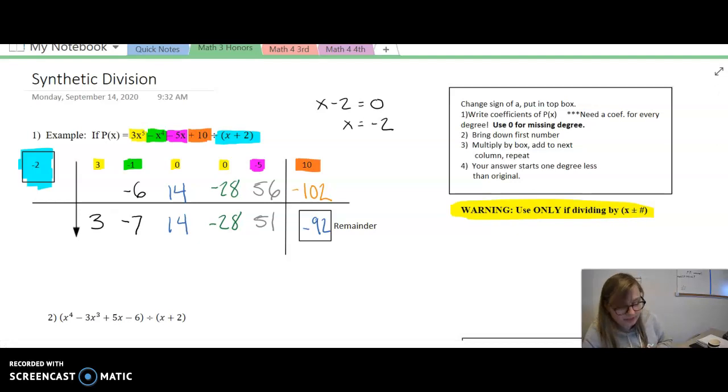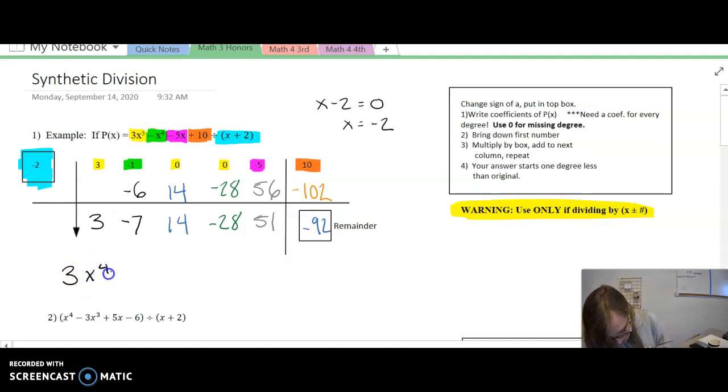But that's not it. This is not where we stop. Where we stop is where we're going to write our answer. And our answer is going to be a new polynomial. So we have 3. And then when we look at our last step, it says our answer starts 1 degree less than original. So it's going to be 1 degree less. So that means if we have x to the 5th, we're going to start at x to the 4th.